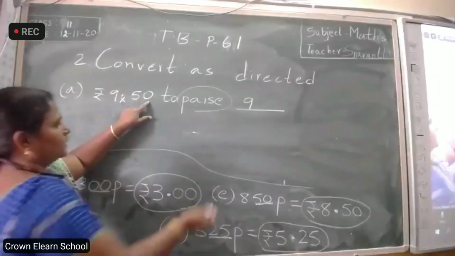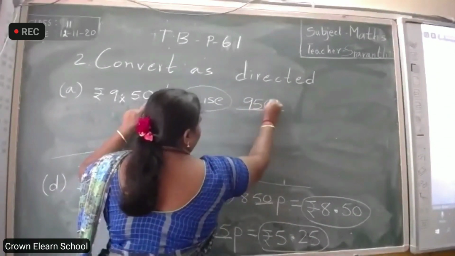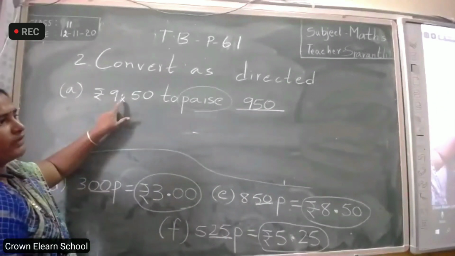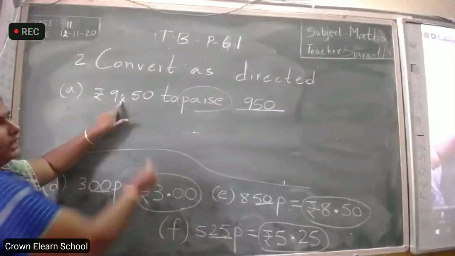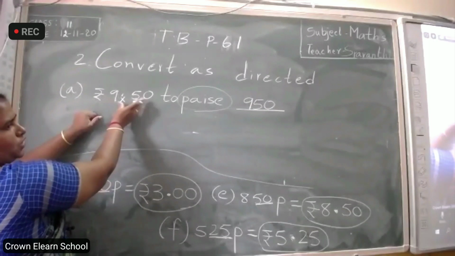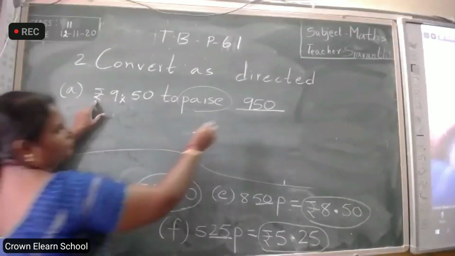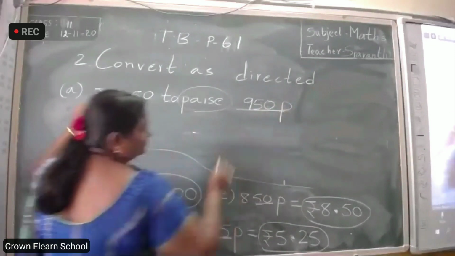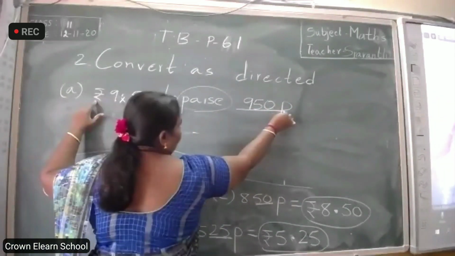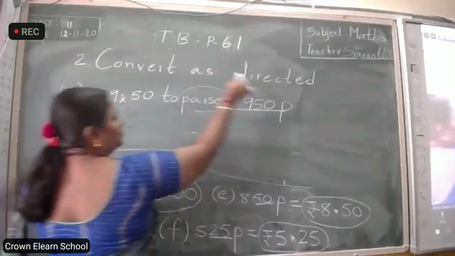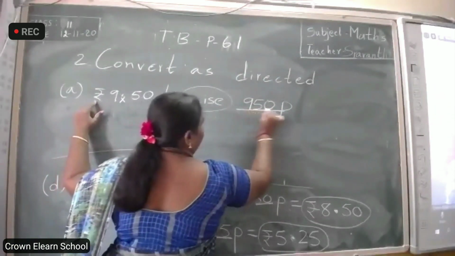And 50 together. Remove the dot. If there is a dot, we remove it. And join the numbers. Rupee symbol changes to paise symbol. Paise symbol at the end. Rupee changes to paise. This is the answer. Underline the answer.